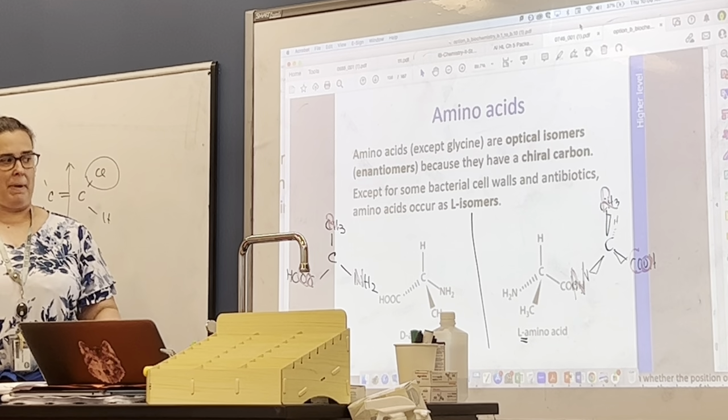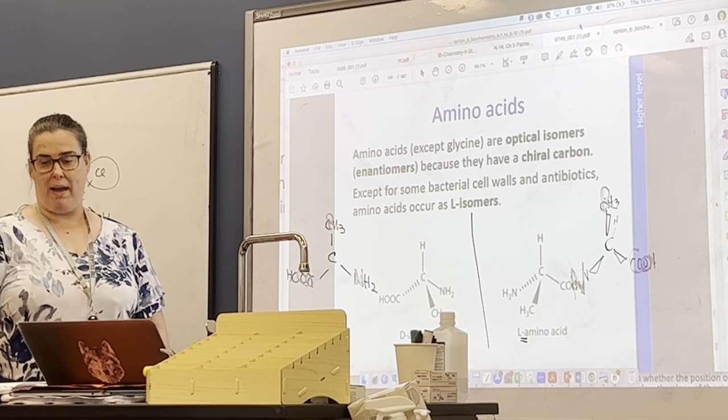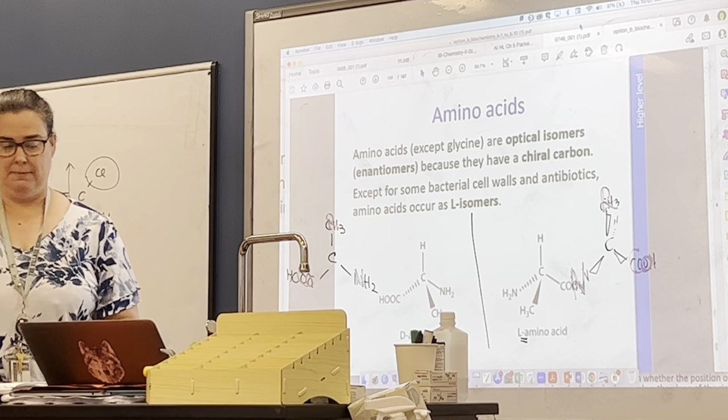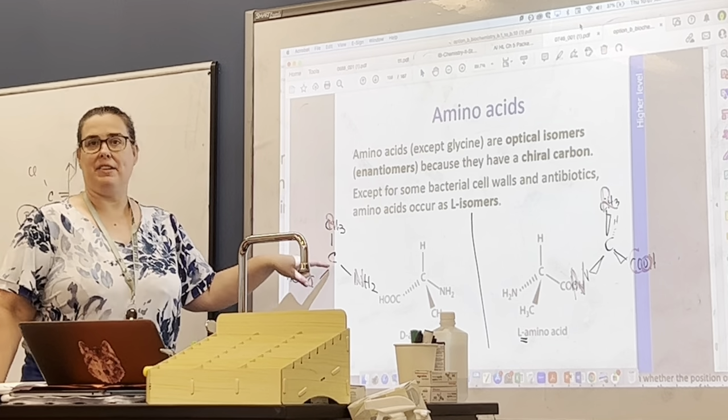So again, the corn method tells us the difference between D and L. All of the amino acids in you are L. Where's the hydrogen in the D? It's directly behind the carbon.